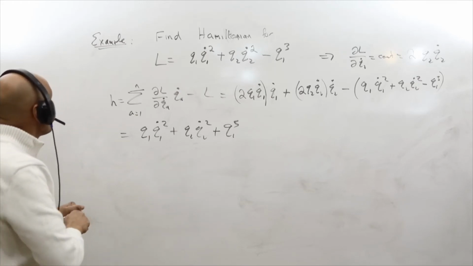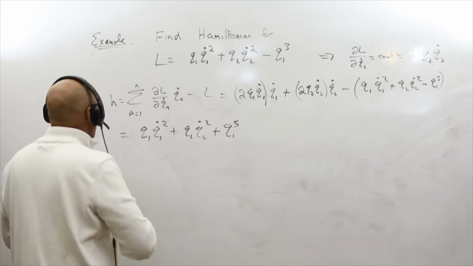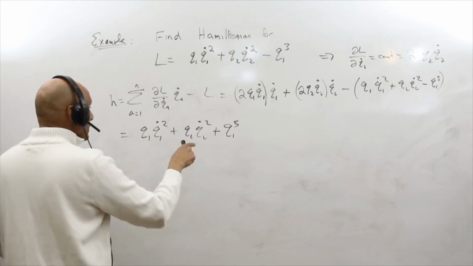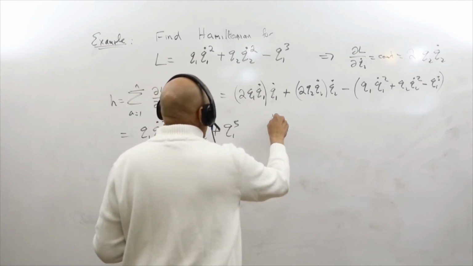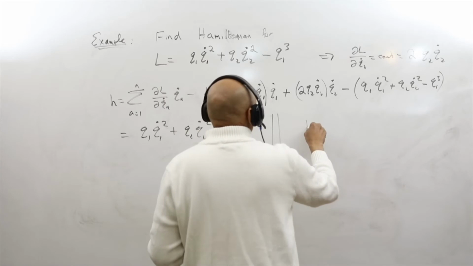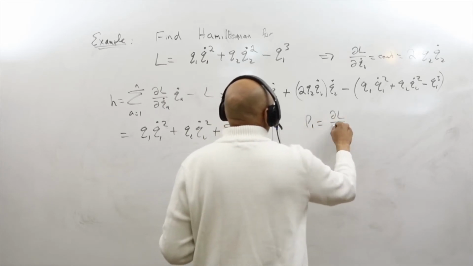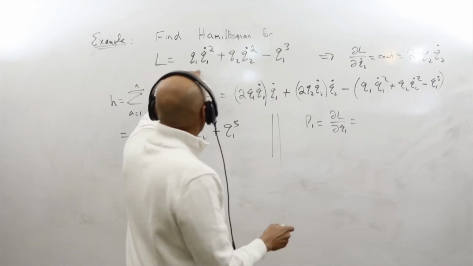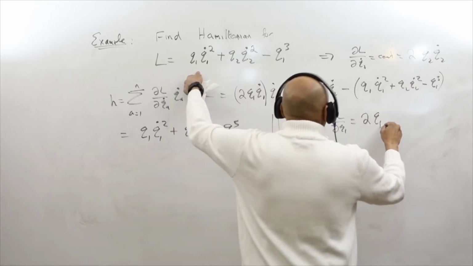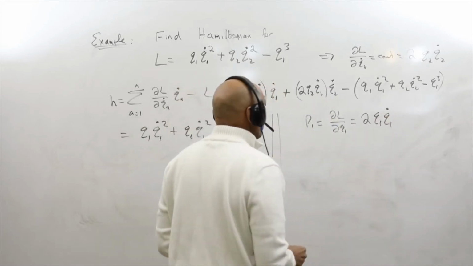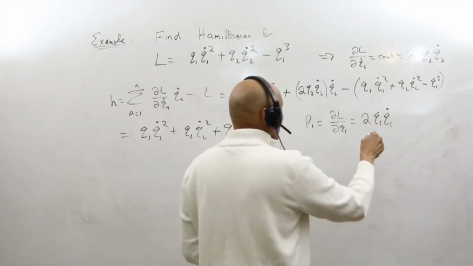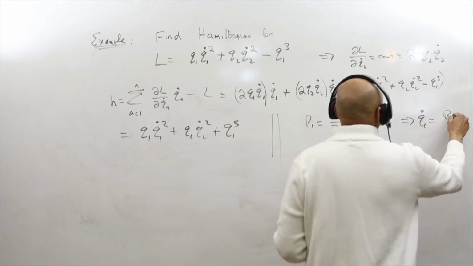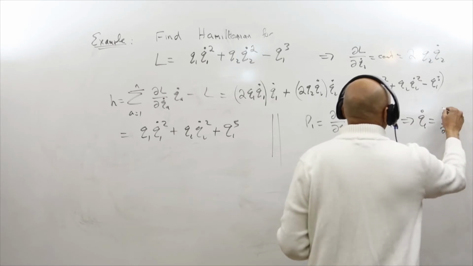But now I want to construct the Hamiltonian. And the Hamiltonian is basically, we're going to rewrite this in terms of Q's and P's, conjugate momentum. Now to find the conjugate momentum, we have to say that P1 is the partial of L with respect to Q1 dot. In this case, it happens to be 2Q1 dot. So if you solve for Q1 dot, you'll find that that's P1 over 2.